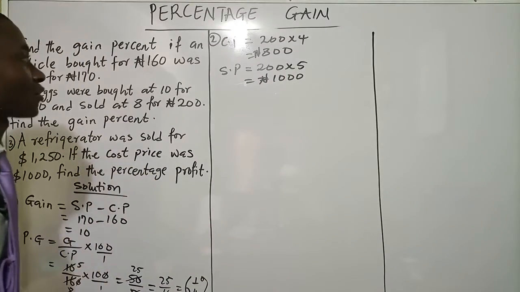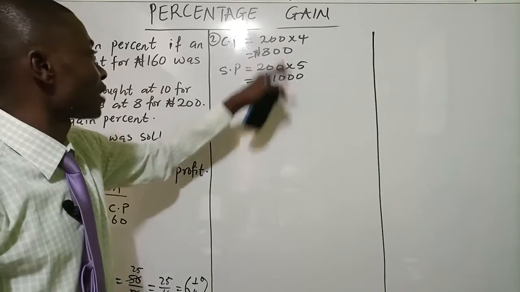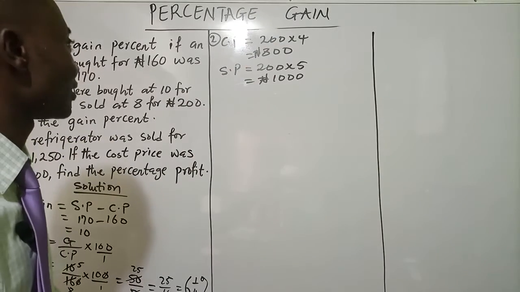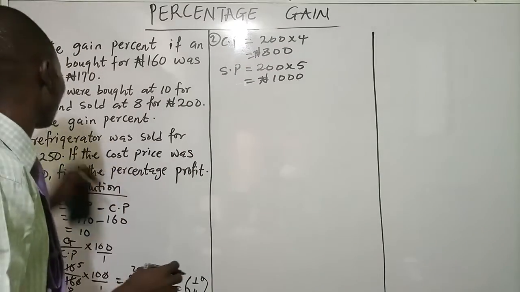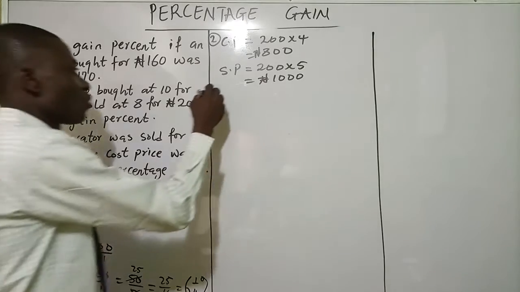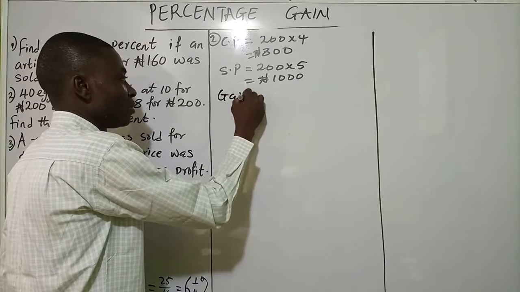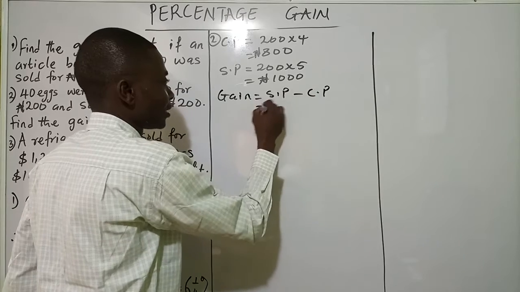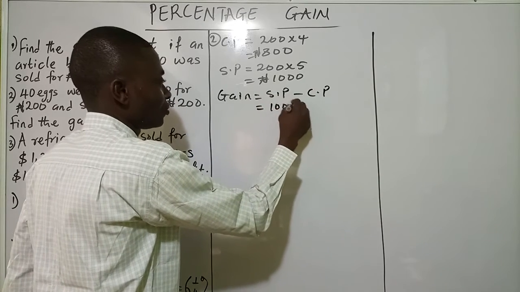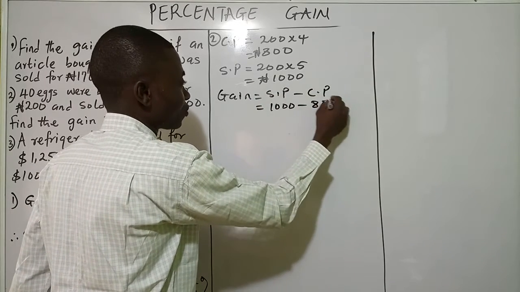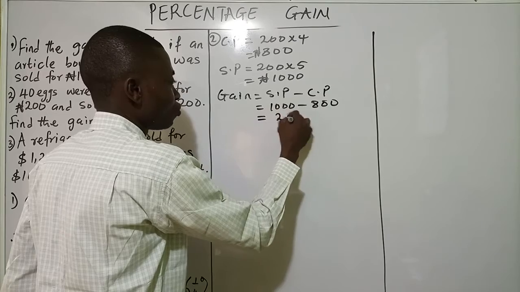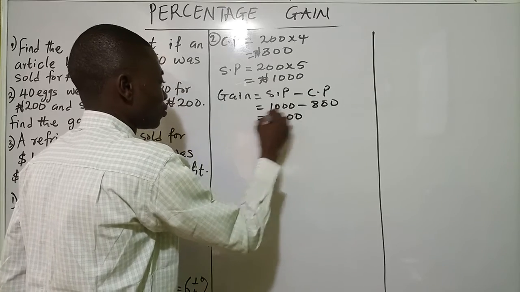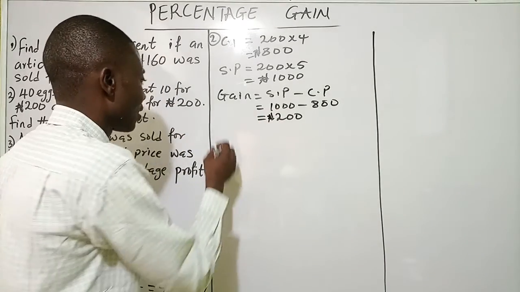That gives us 1,000. So now we have successfully gotten our cost price and then our selling price. So it will be easier for us to do the calculation. Since we are looking for the percentage gain, now we need to get the gain. Remember, gain is equal to selling price minus cost price. Selling price is 1,000 minus cost price, which is 800. So our gain is 200 naira.